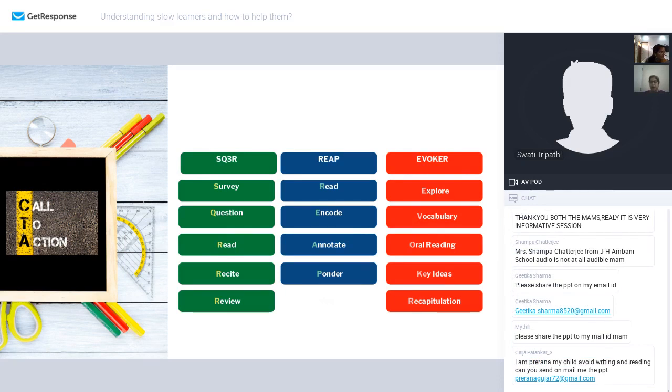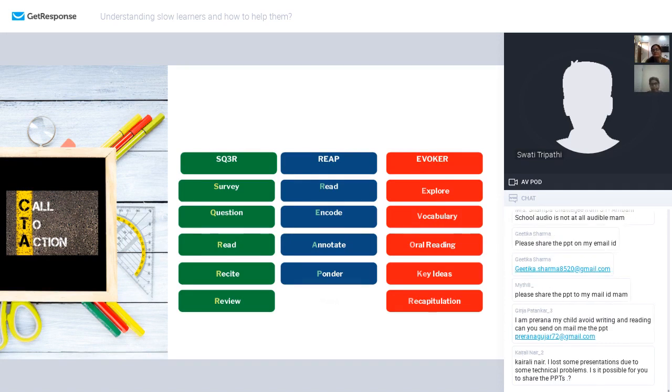The key idea we discussed earlier. Then you come to the evaluation part of it. E is for evaluation, which is not given here. You ask probing questions to try to find out what the child has actually learned. Did he learn or not? And then the recapitulation, which is the summary of the whole thing.